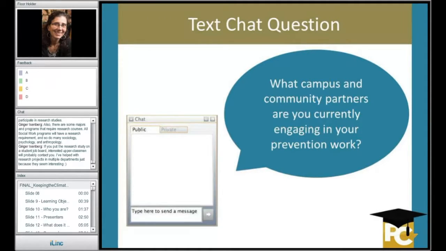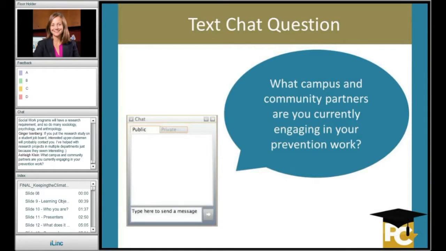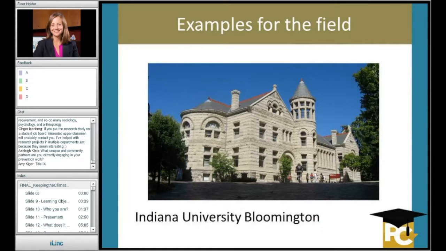Yes, thank you. We are going to turn it over to Leslie now, so we can hear some real lessons learned when it comes to going through this process. We would love to get a sense of what campus and community partners you're currently engaging in your prevention work. But while we do that, and as you think about that, we're going to pass it over to Leslie. Leslie, I've just given you the podium. You can take it away.